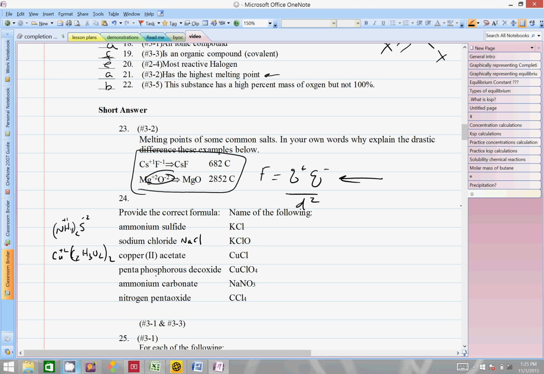Okay, pentaphosphorus decoxide. This is a covalent compound. It's giving prefixes. Pretty simple. P5O10. Ammonium carbonate. NH4 parentheses 2CO3. Nitrogen pentoxide. N2O5. Alright, so now we have to flip over to names.